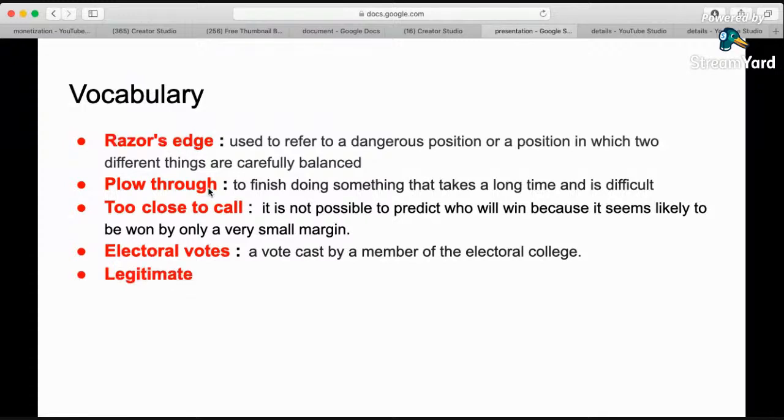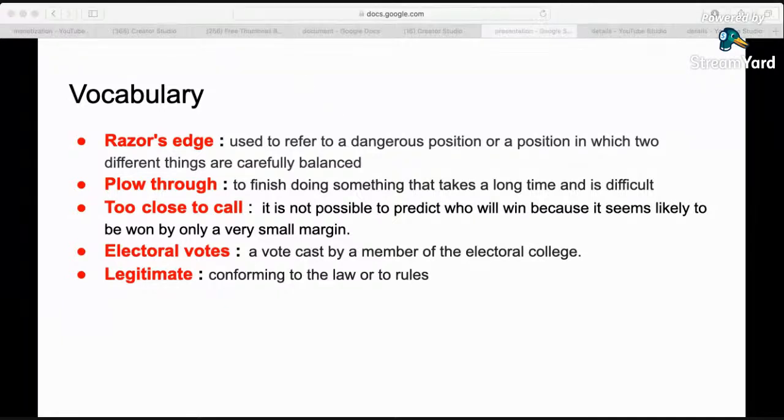Okay? And the next one is legitimate. If you listen to the pronunciation, this is a flap T, legitimate. We don't say mate. Legitimate. So legitimate, if you've listened to my other lessons today, legitimate means by the book. So conforming to the law or to rules. So doing things legitimately, doing things by the book. You follow the law or you follow the rules.